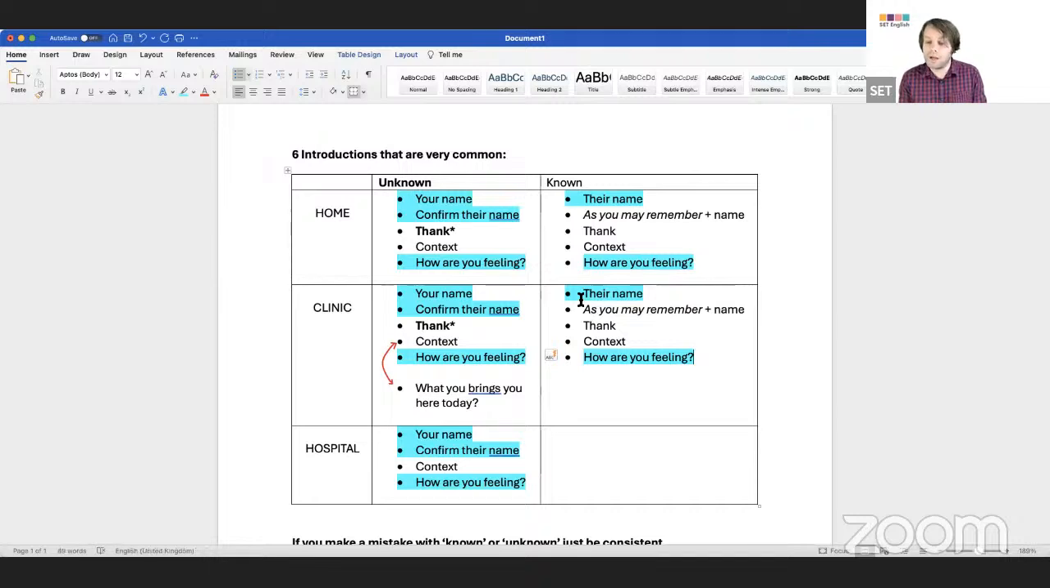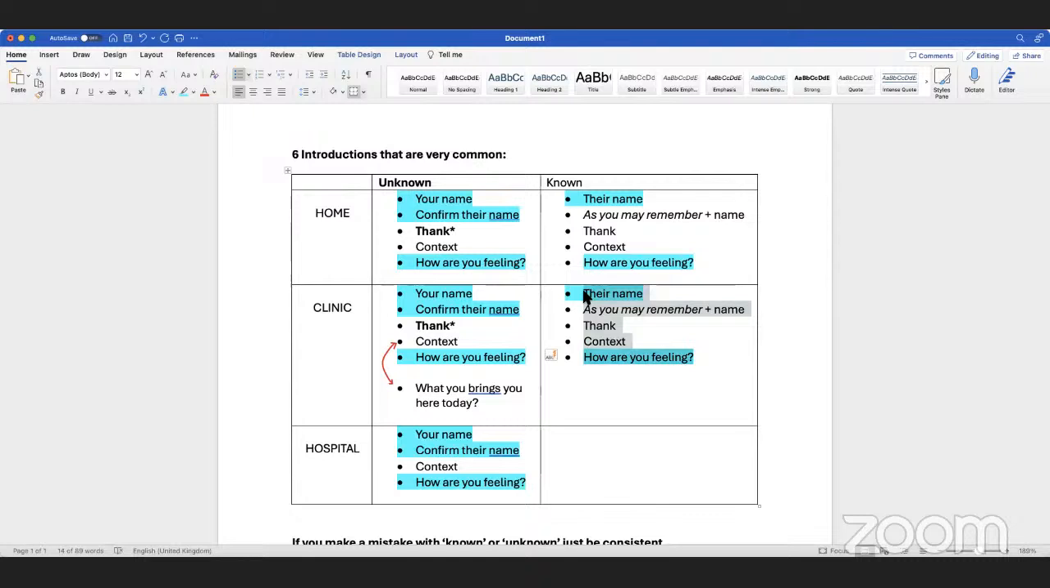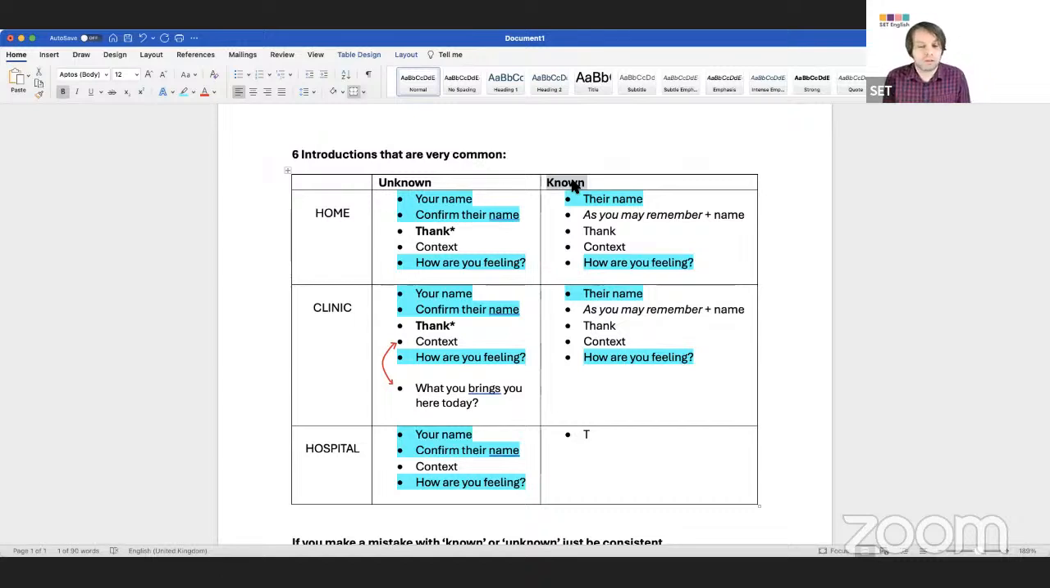What about the last one? Let me ask Khalida. What do I do in the last one? I think you have to introduce yourself because in hospital, if you know, you don't have to. Maybe you know the patient, but the patient doesn't know you. Yeah, so you could use this one.